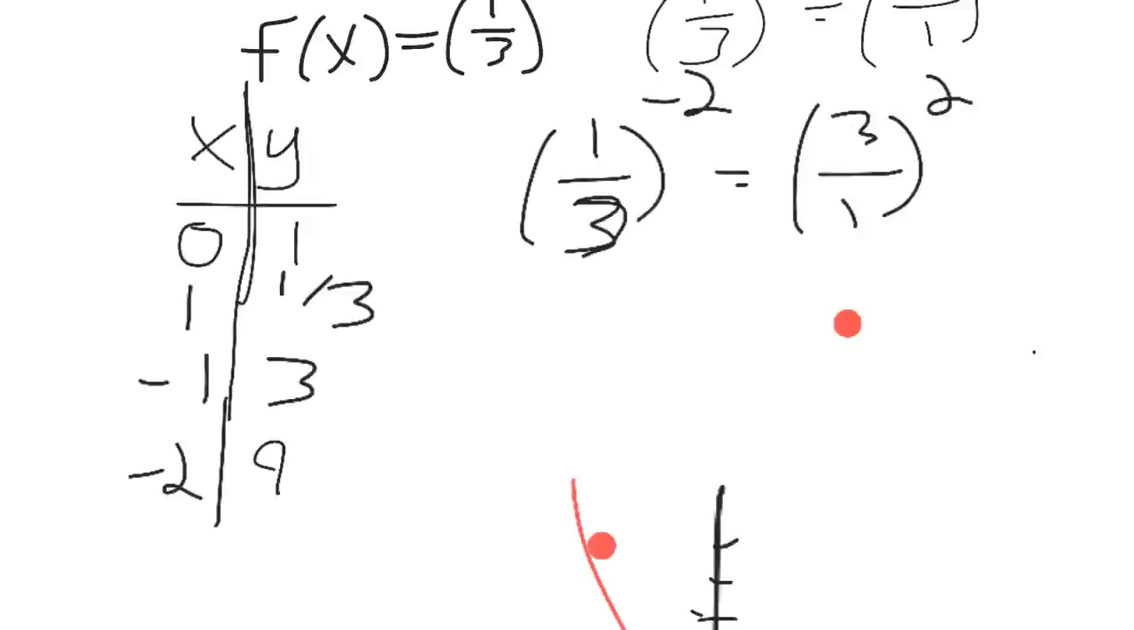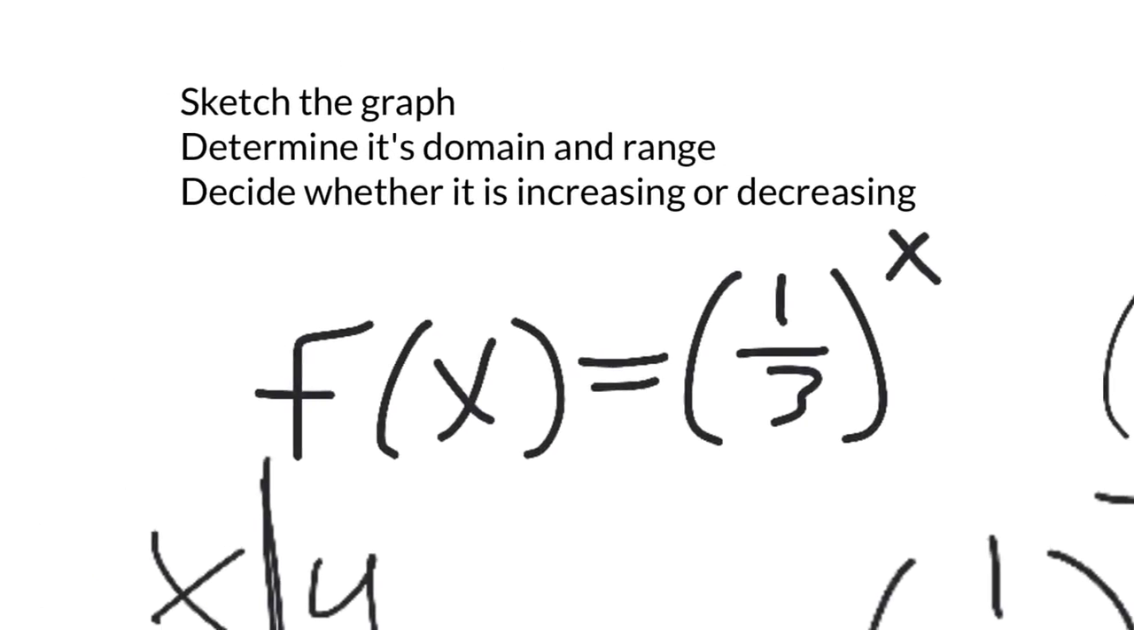There's the dots when I plugged them in. There's 0, 1, negative 1, 3, and negative 2, 9. A flawless graph. There's a sketch, and I'm drawing it with an asymptote at y equals 0, because you can never make 1/3 to the x equal 0. There's no way to make y equals 0 here. You can't plug in a value for x to make that equal 0.